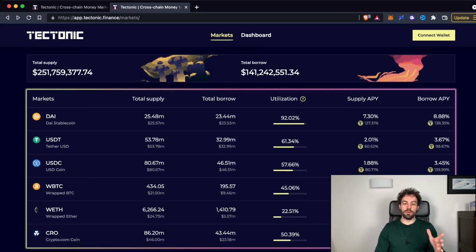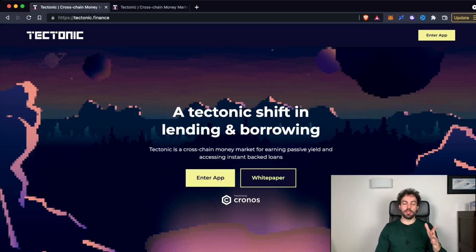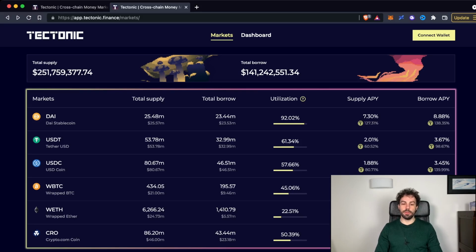This is the platform. In order to reach it, you can just go to tectonic.finance. Pay attention that the link should be correct. I will also leave the link in the description below because it's quite common to see false websites that are just there to steal your cryptos. Once you are here, just click enter the app and you will be redirected to this website.